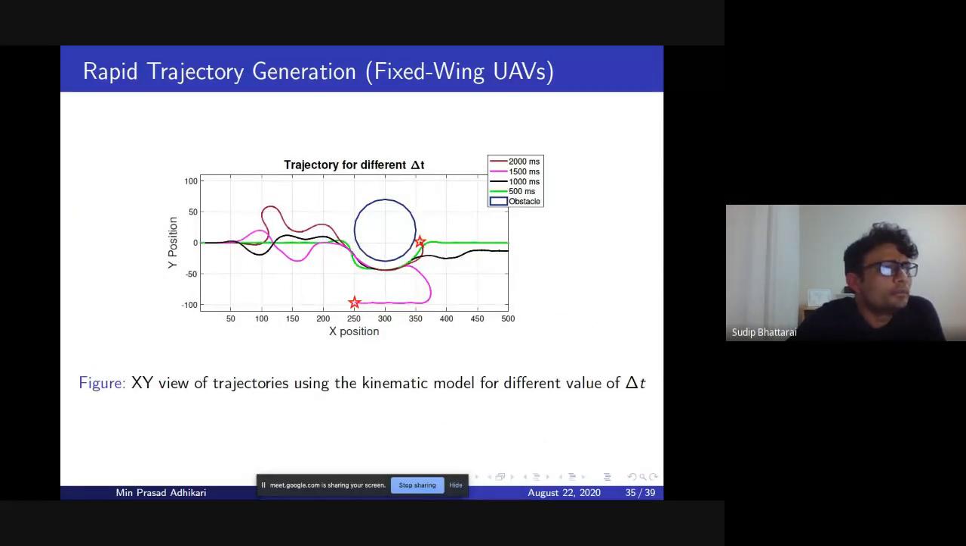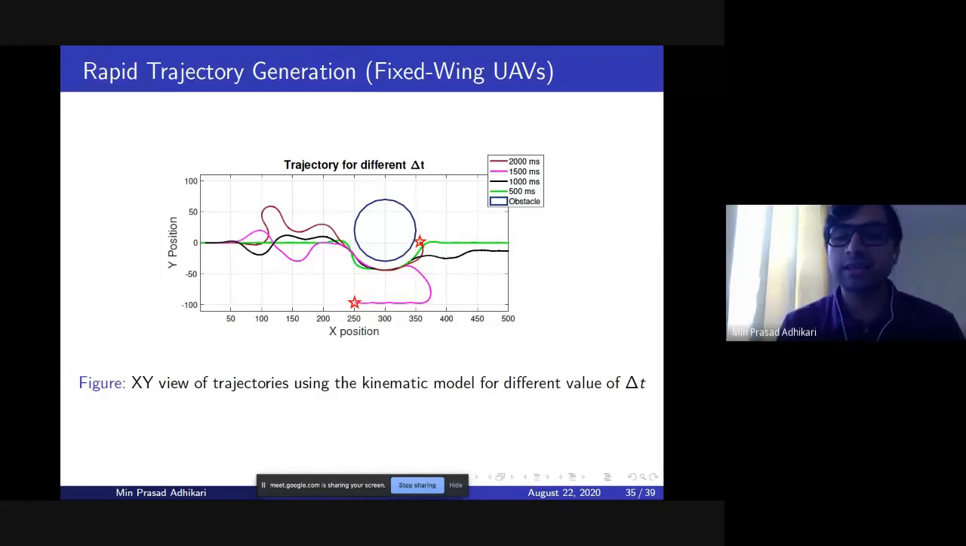So for larger delta T values, did you tell the algorithm to try and go around if it couldn't avoid the obstacle, or does it do it by some other method? So no, it's exactly the same. The problem formulation is exactly the same.